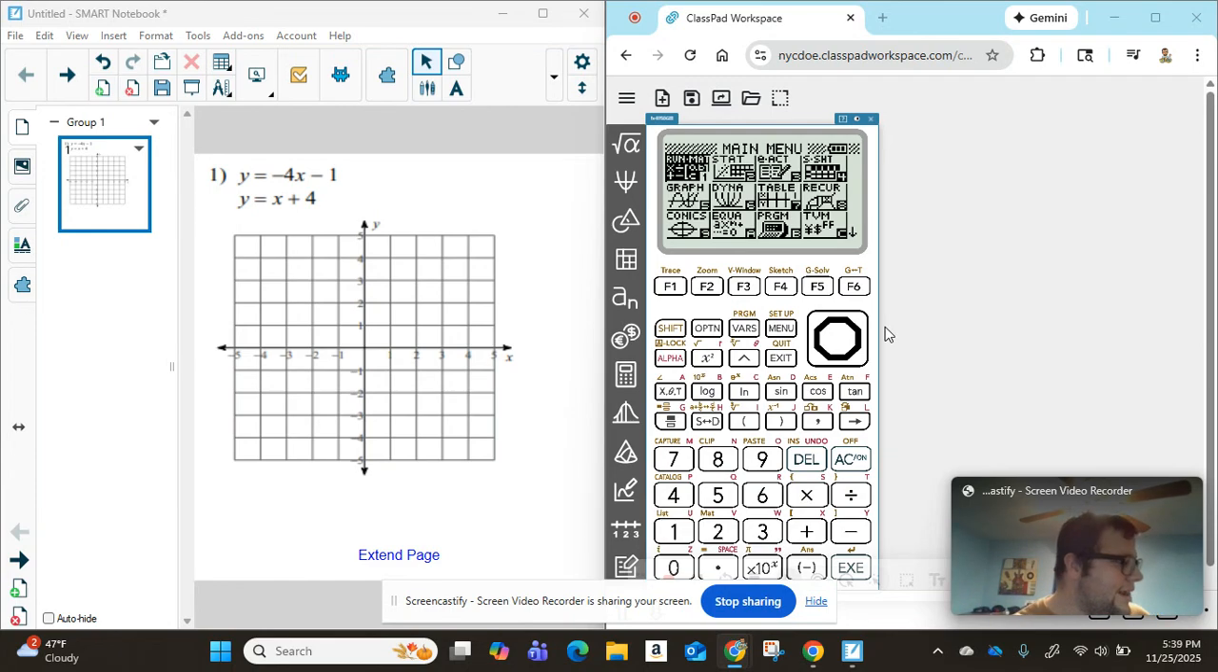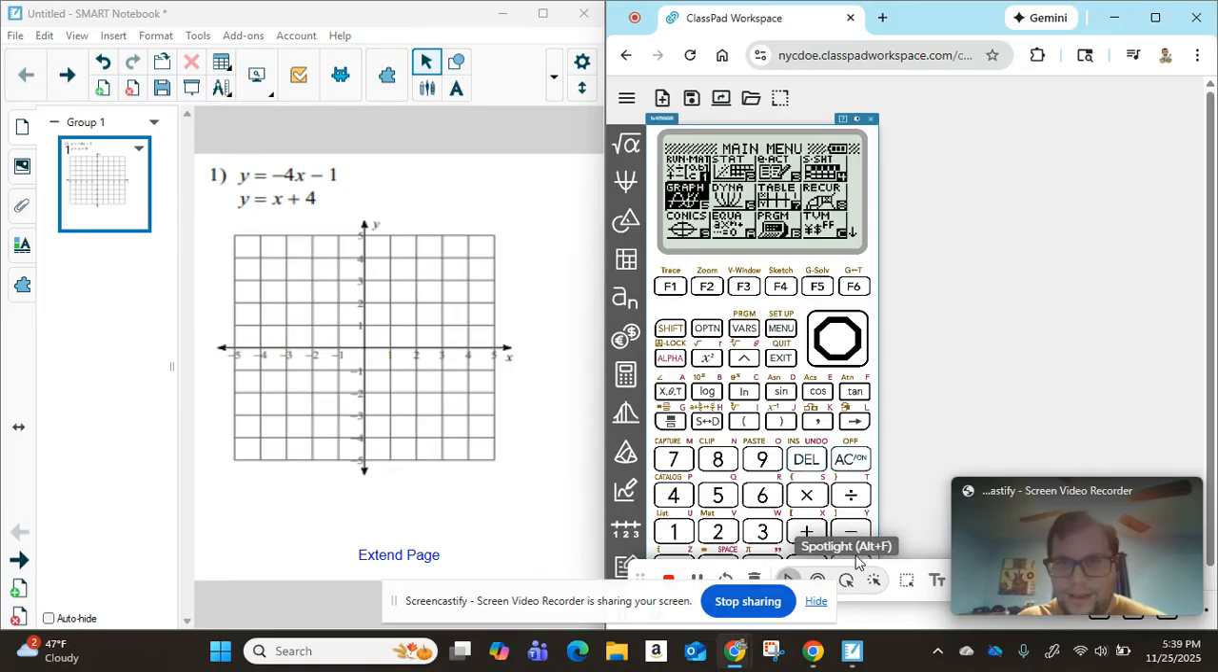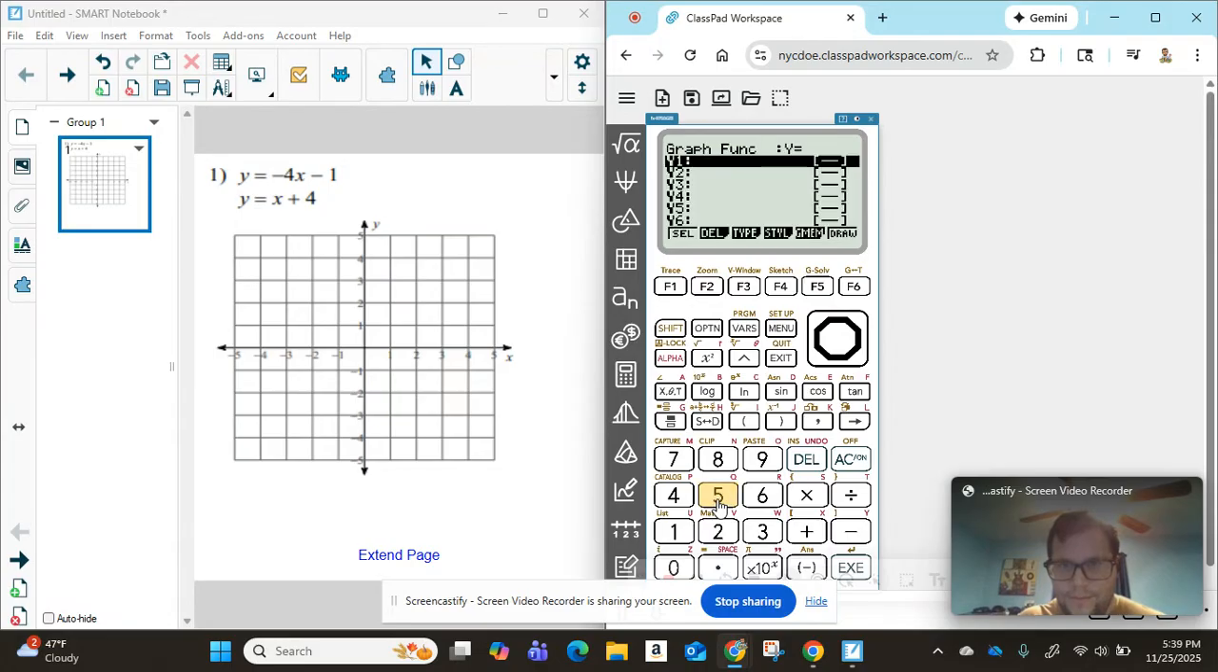Now, let me explain how to do a systems of equations graphing. All right, guys, so here we are. We're going to go to graph, okay? So we're at menu, we're going to hit this graph key, okay? Now, you see in our problem, we have two lines. We're going to type them straight into the calculator.